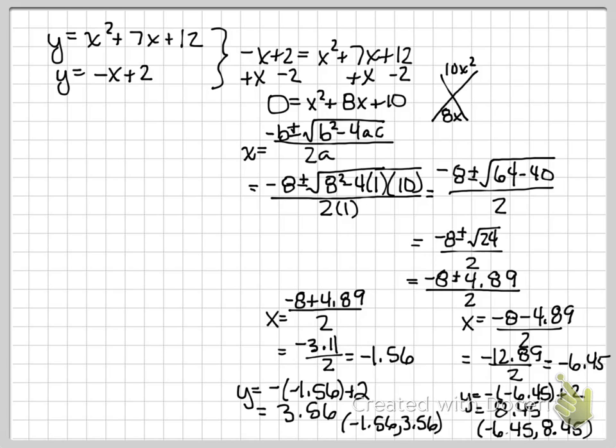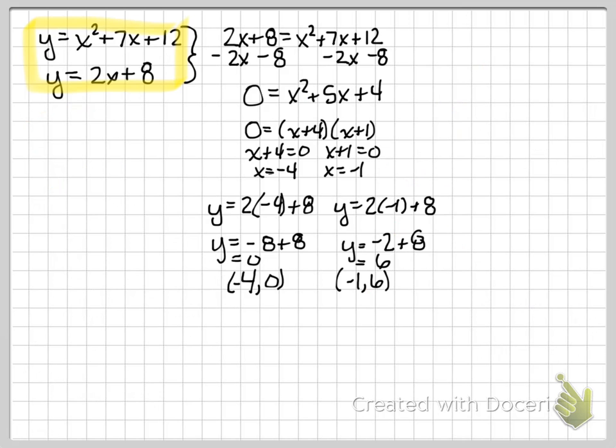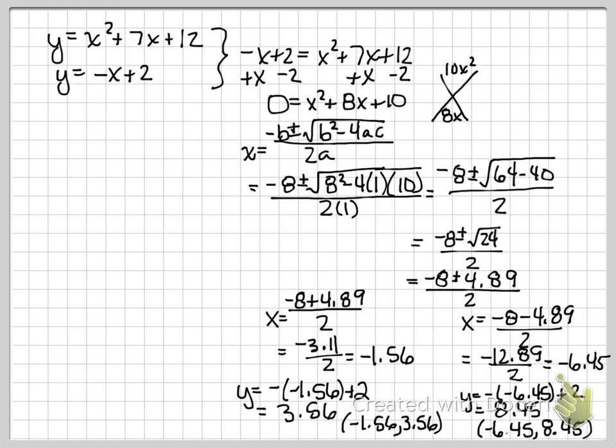All right. So now let's go back, just like we did before. We're going to go back and look at our solutions from our graph. And when I do that, I get negative 1.5, comma 3.9. That was pretty close. Negative 6.5, comma 8.4. That's pretty close as well. Notice they're not exactly the same. The reason they're not exactly the same is because I calculated it here using the quadratic formula. I estimated on the graph.